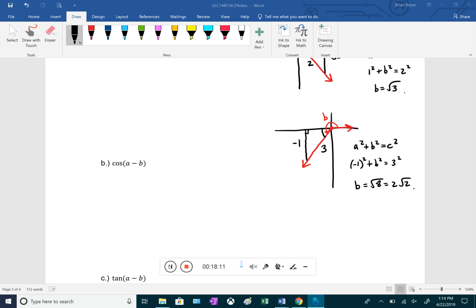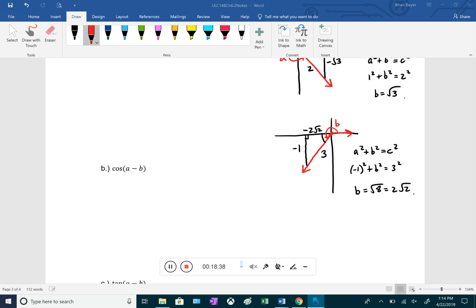And we end up getting that the missing side is radical 8. Radical 8 simplifies to 2 radical 2. So this side is going to be 2 radical 2, but it's in the negative x direction, so we have to know that that is going to be negative 2 radical 2. Okay, so let's do these problems now.